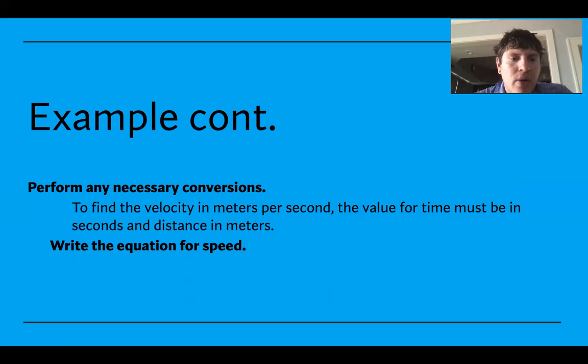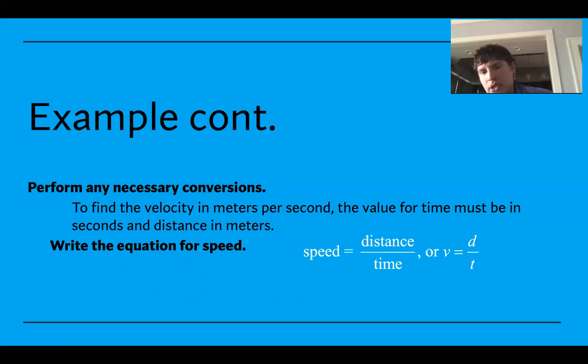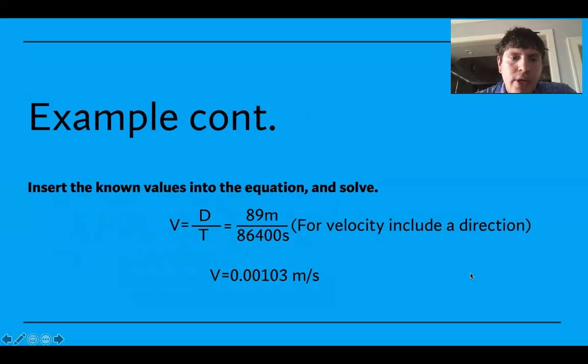And again, you write your equation for speed. So again, here's the equation for velocity. We're going to take our distance, put it on top, and divide it by our time. So this is what it should look like. V equals distance divided by time. And then we're going to have 89 meters on top because that's how far it moved in a day. And a day is 86,400 seconds. So our overall velocity is down here, 0.001 meters per second.